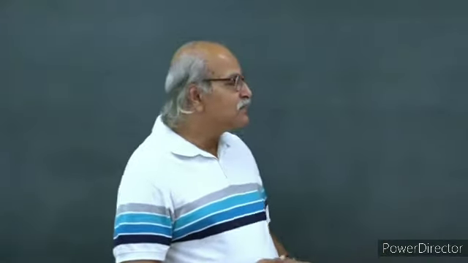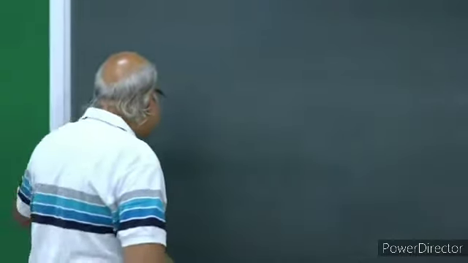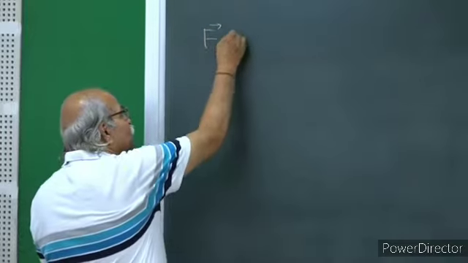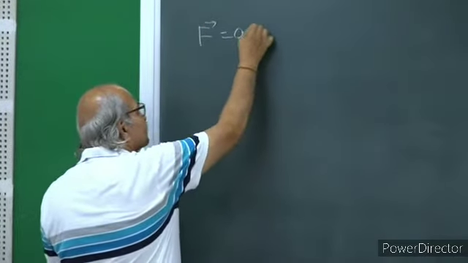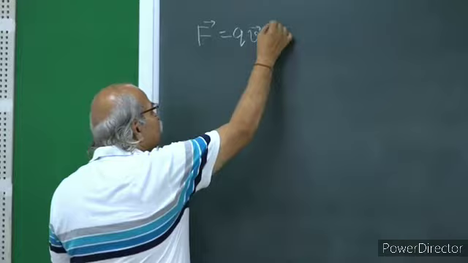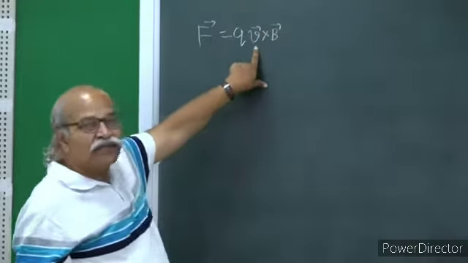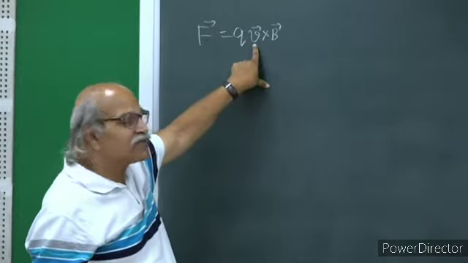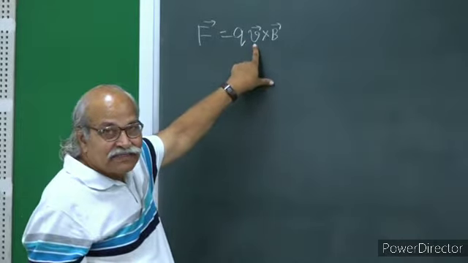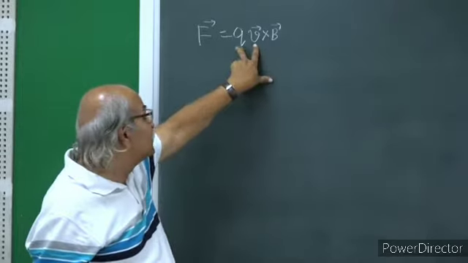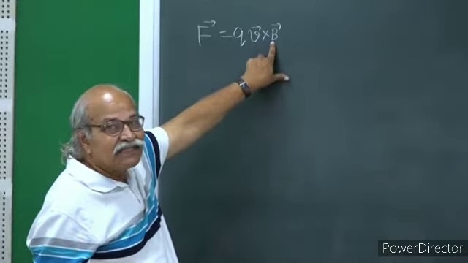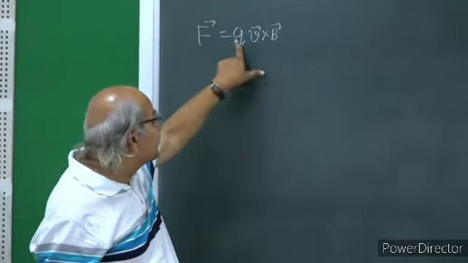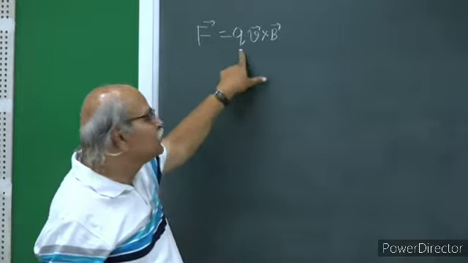Now, magnetic field, as you know, is defined by its action. F is equal to Q V cross B. So, if you have a charged particle which is moving, a charged particle having charge Q and moving with velocity V, and at that location you have a magnetic field, then at that instant the force on this particle at that instant will be given by F equal to Q V cross B.